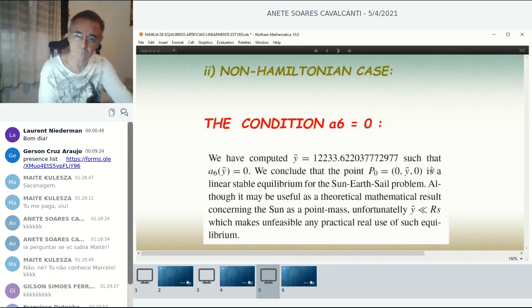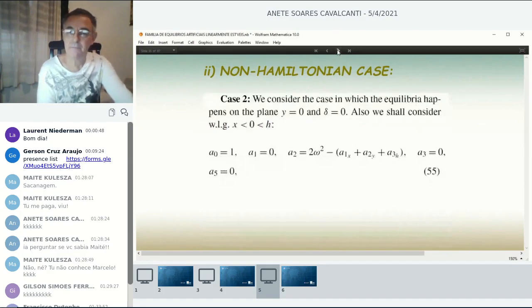But for this point, it is only one point, and we have linear stability. The second case we want to analyze is when y is equal to 0. So we are in the x-h plane. This implies that delta equals 0.